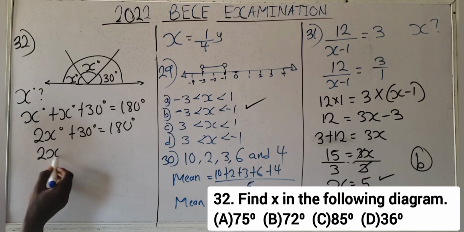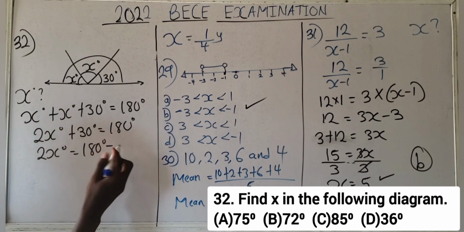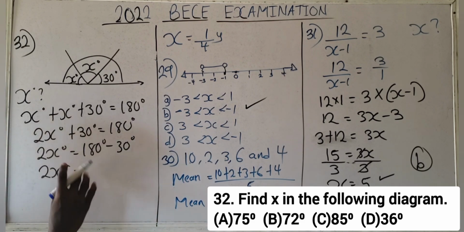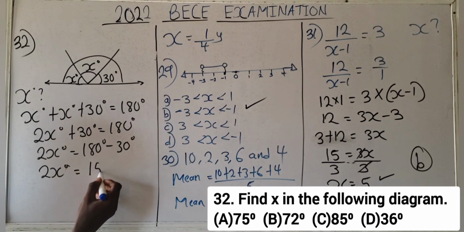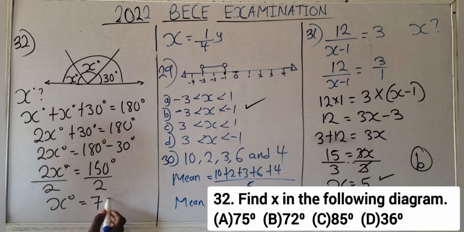So 2x degrees is equal to 180 degrees minus 30 degrees. That is 150 degrees. So divide this by 2 to get the value of x. I'm going to have x degrees equals 75. Because they put degrees, that's why I put degrees. So the value of x is 75 degrees. So the right option to that question is option A. Option A is correct. Do you understand?